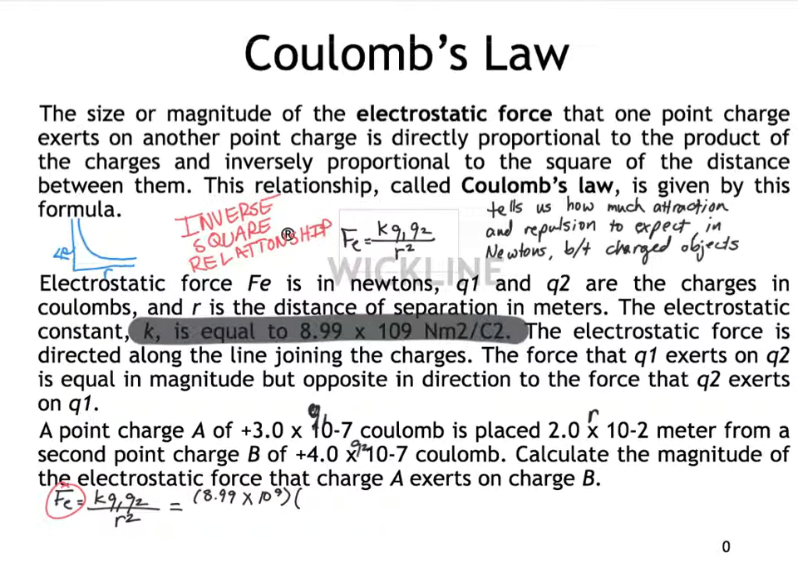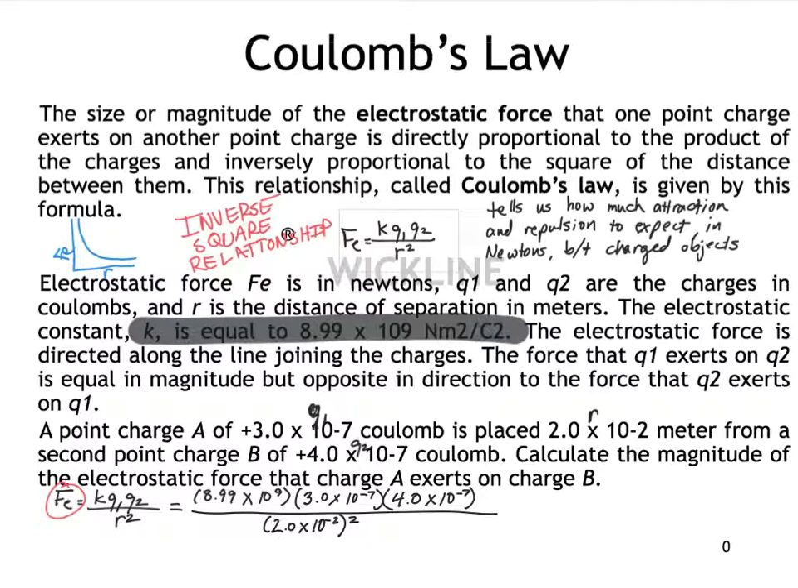And the value for Q1 is 3.0. This was a positive number. I'm not overlooking it, I'm just not writing it. So 3.0 times 10 to the negative 7 coulombs. And Q2 was listed also as a positive number, 4.0 times 10 to the negative 7 coulombs. And we're going to put all of that over the radius squared. Now the radius was listed as 2.0 times 10 to the negative 2 meters, but of course this is squared.